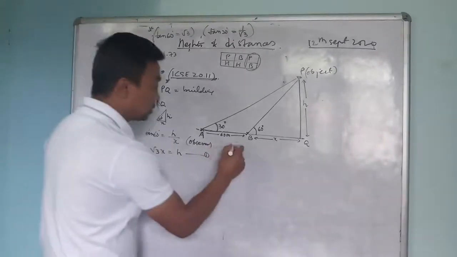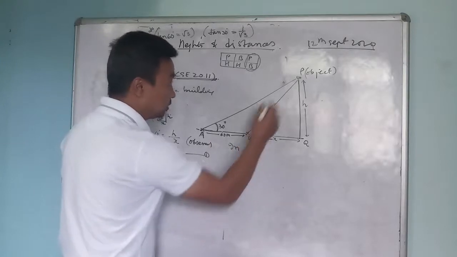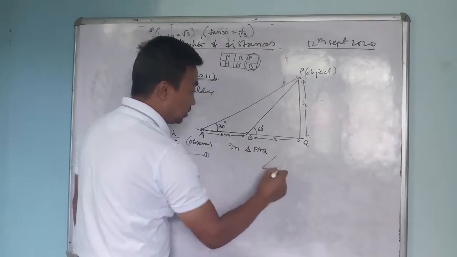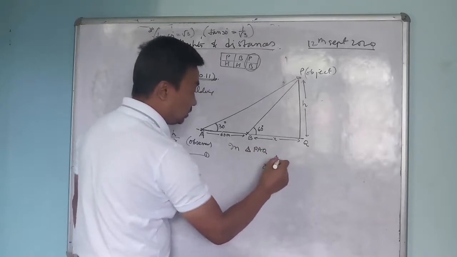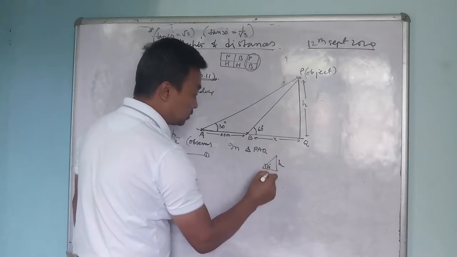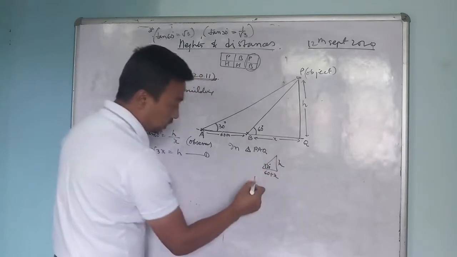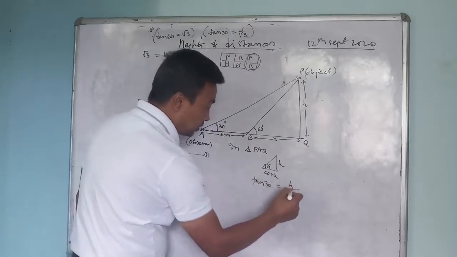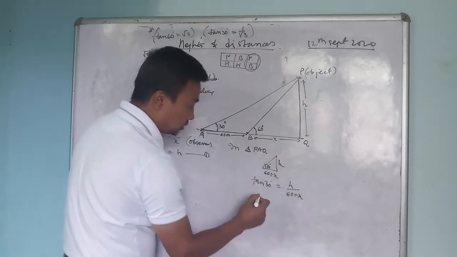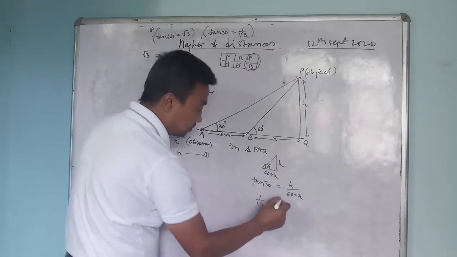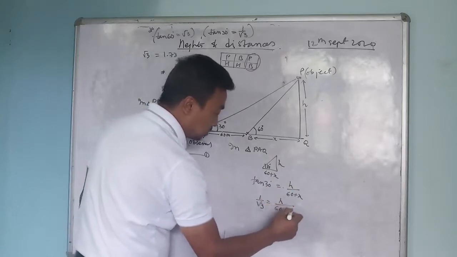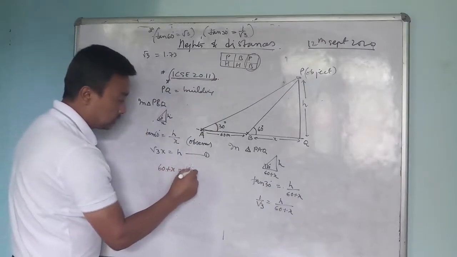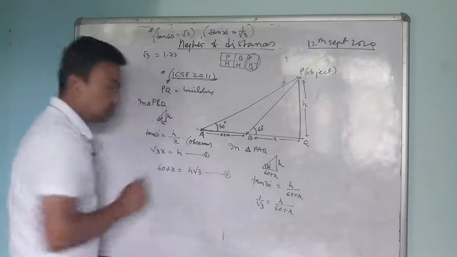Now you again take another right triangle, in right triangle PAQ, you have 30 degree, h. Now here it is given 60 plus x. So you can take tan 30 degree, perpendicular over base, 60 plus x. Tan 30 we know is 1 by root 3, equals h over 60 plus x. After doing the cross product you will get 60 plus x equals h root 3. This is your equation 2.